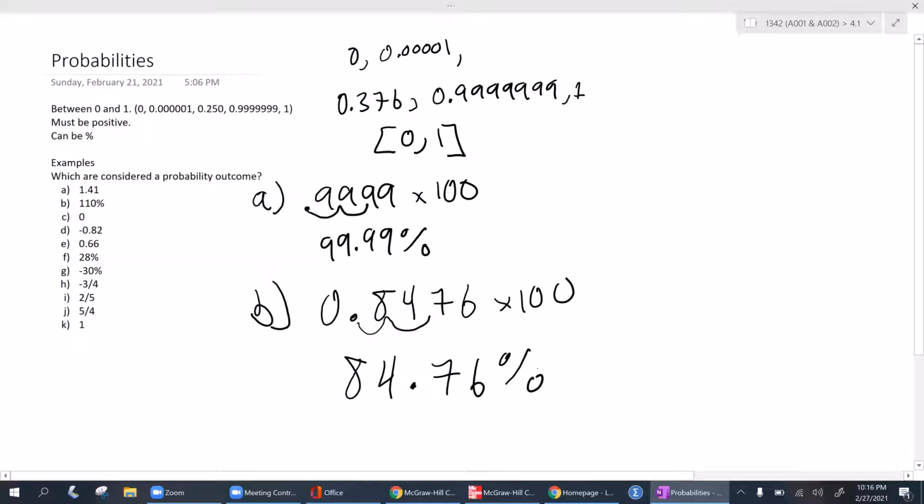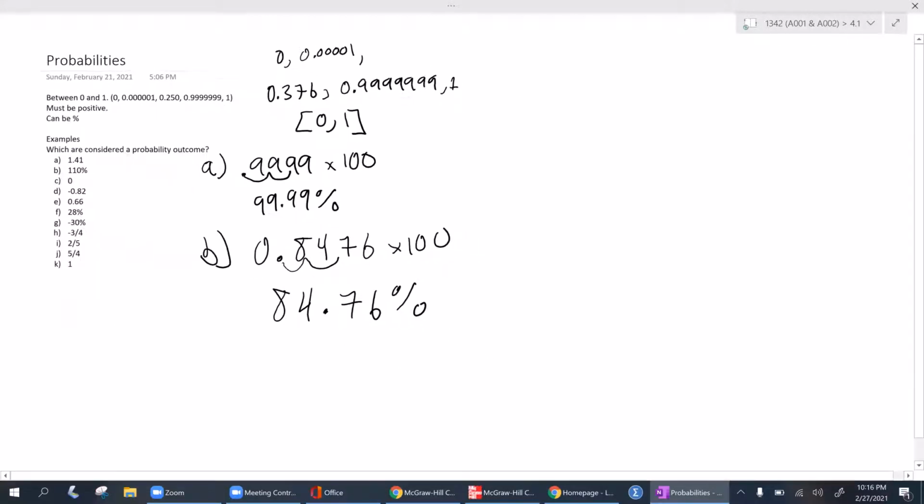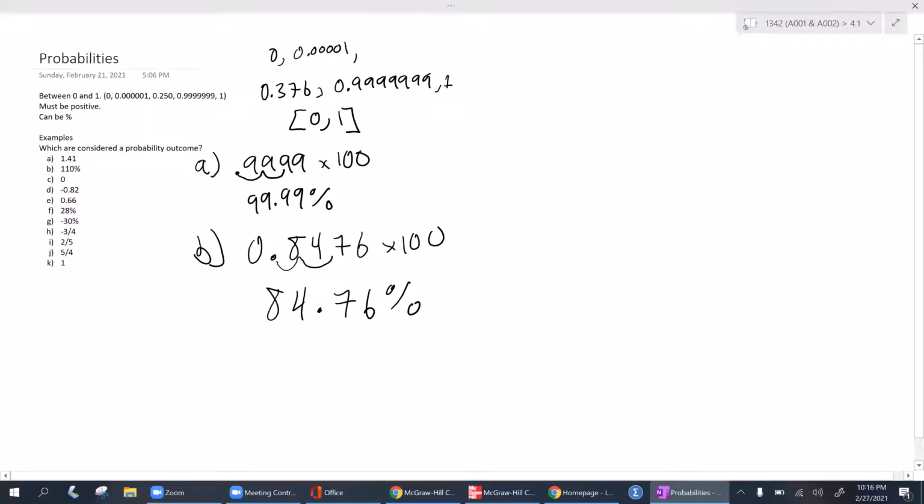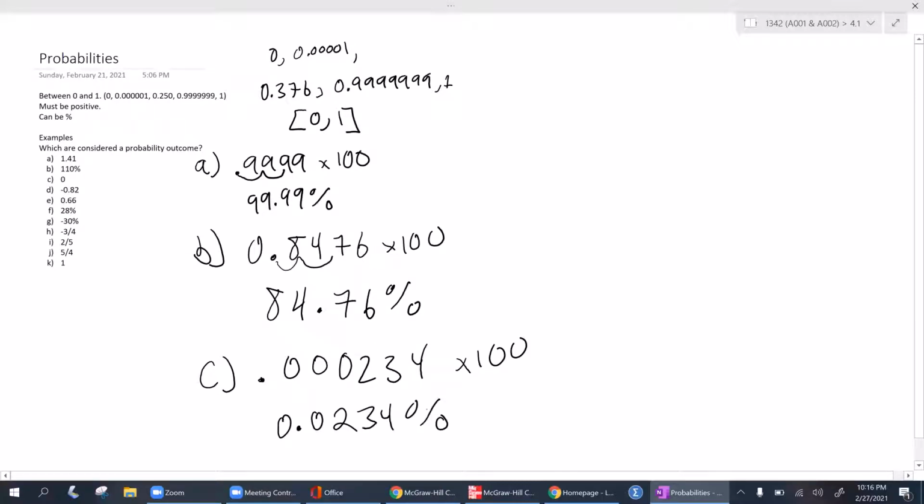So in other words, you can have percentages, and it doesn't matter if that value is very small. If you multiply it by 100, it's still going to give you a percent. So for example, if you have a very, very small value like that, and let's just say you multiply this by 100, this here is going to give you 0.0234%. It's a very low percentage. It's less than 1, but at the end of the day, it's still a percentage.